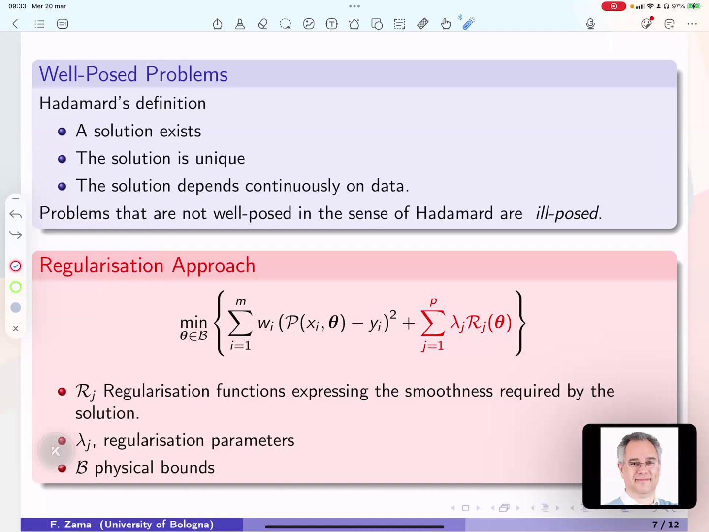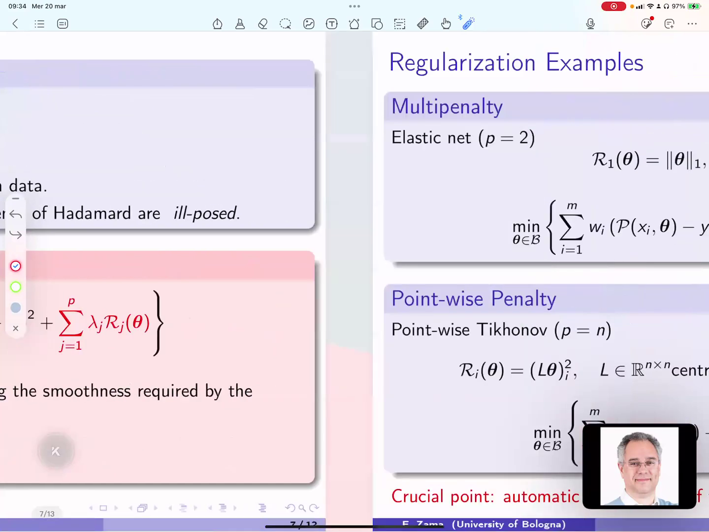Moreover, we introduce physical bounds. They are important because in many cases, especially when we have a nonlinear least squares problem, we have non-unique solutions, and it is very important to set the physical bounds of our problem. Otherwise, we might find minima that are not sensible to our data.